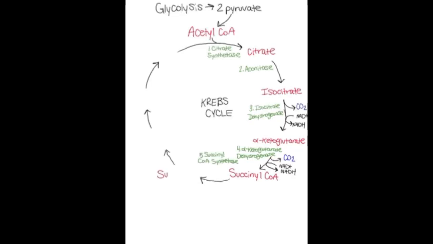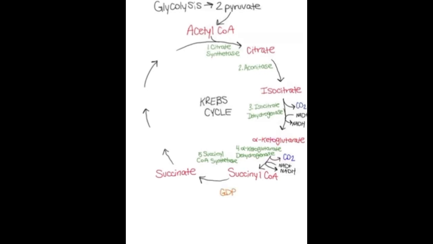Succinyl-CoA is converted into succinate by the enzyme succinyl-CoA synthetase. This is a substrate-level phosphorylation reaction in which the energy is given off in the form of one GTP molecule.